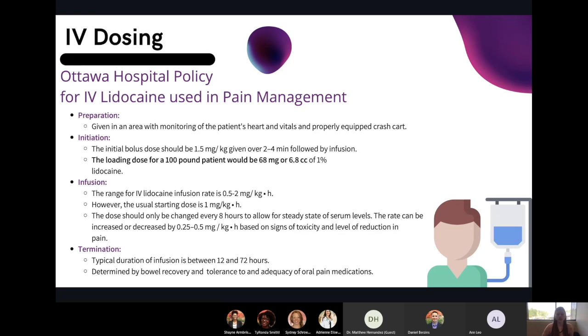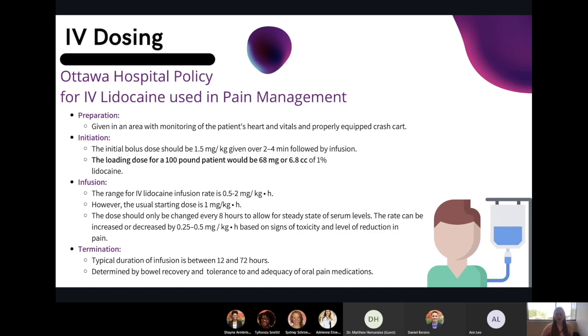The initiation phase is where the loading dose of IV lidocaine is provided. The initial bolus dose should be around 1.5 milligrams per kilogram, given over a 2 to 4 minute time period, followed by an infusion. The loading dose for about a 100-pound patient would be 68 milligrams or 6.8 cc's of 1% lidocaine.